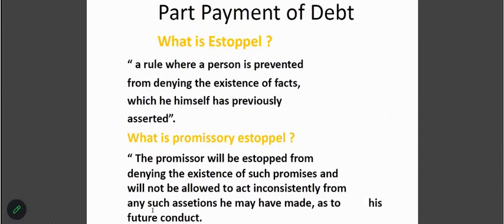Estoppel is a rule where a person is prevented from denying the existing fact which he himself had previously asserted. Okay, the promisor will be stopped from denying the existence of such promises and will not be allowed to act inconsistently from any such assertion he may have made as to his future conduct. Okay, all these are facts and evidence you can't escape.